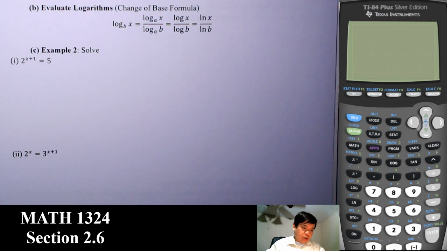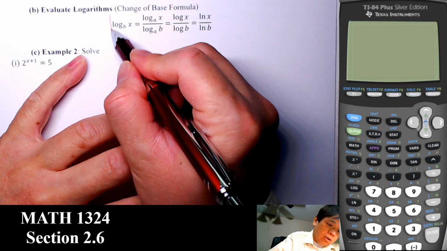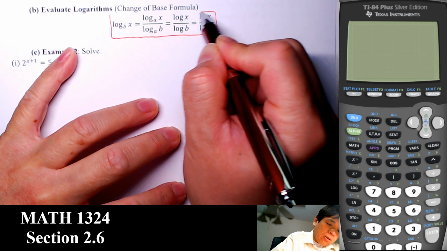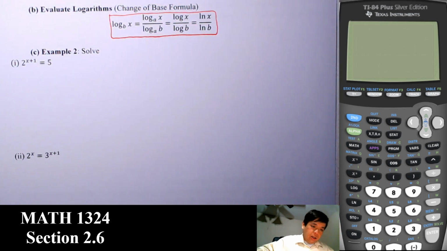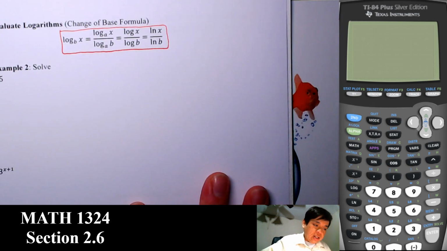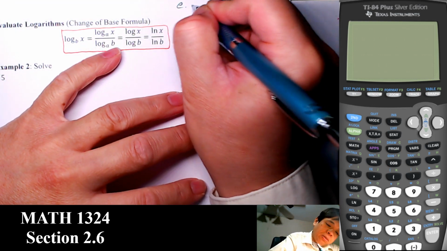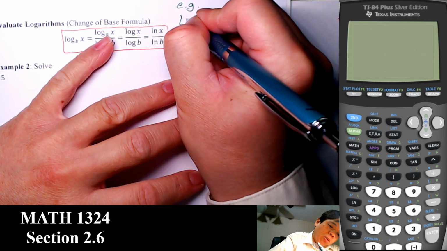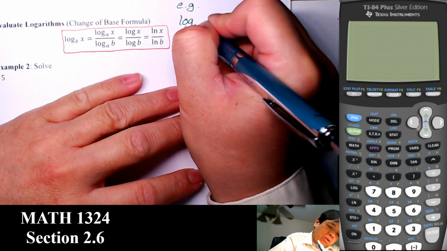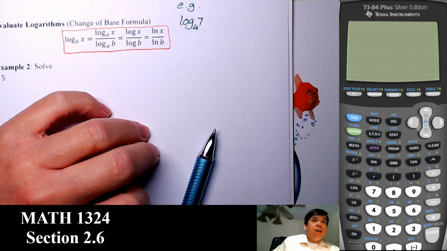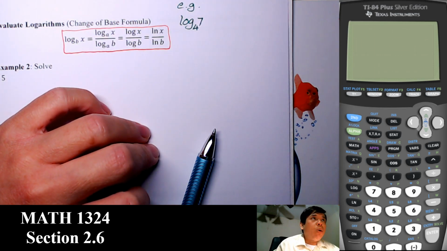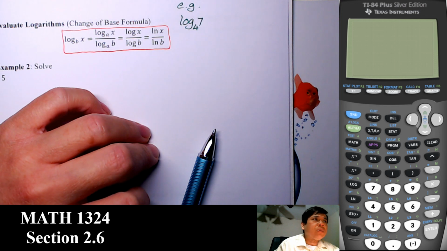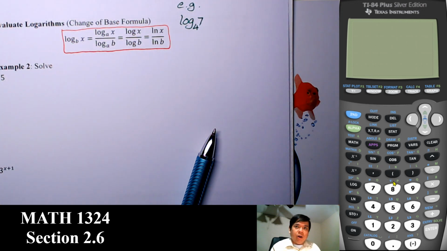Now next we have the change of base. So for that, let's look at one easy example. What if we want to, let's say, evaluate log base 4 of 7, right? Now in the old days, with the typical calculator, we only have log base 10 and ln. So how do we evaluate something like this?